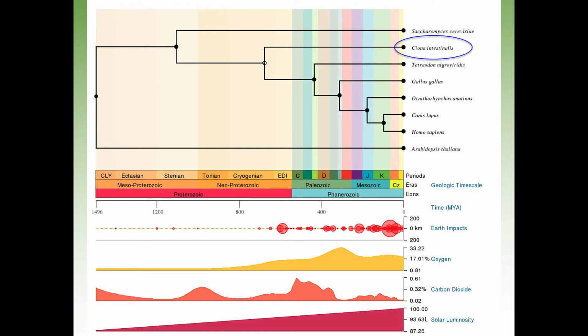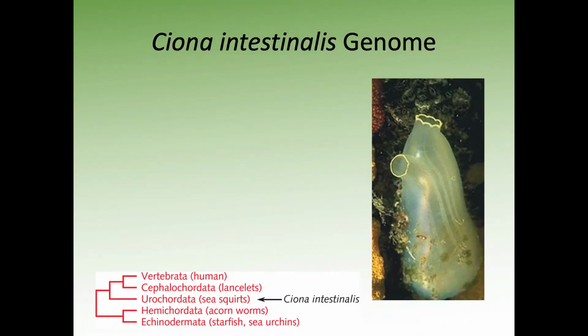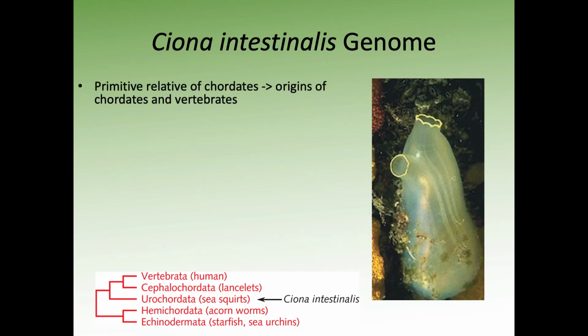So look at Ciona intestinalis, which maybe diverged from the rest of the chordates around 700 million years ago. Here's a picture of one. It doesn't really look a whole lot like us, but if you look at their early developmental stages, they look very much like our early developmental stages. There are some classic drawings of these by Haeckel. These are thought to be relatively primitive chordates and indicative of organisms that might represent the origin of chordates and vertebrates.